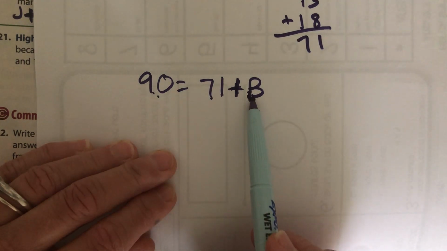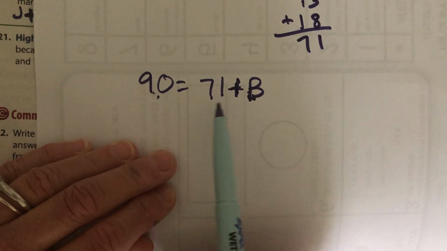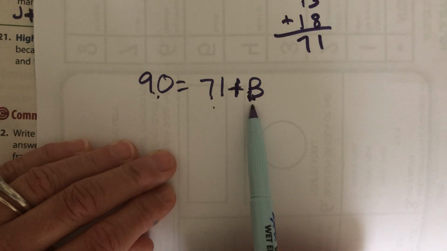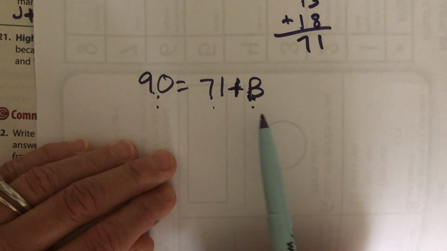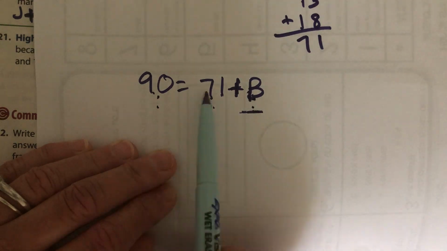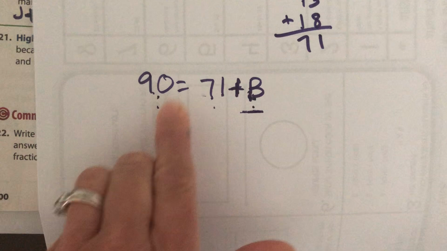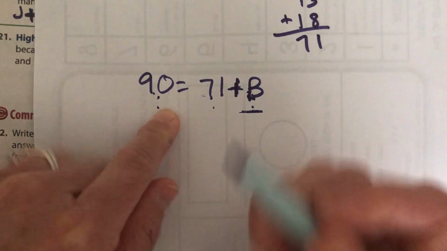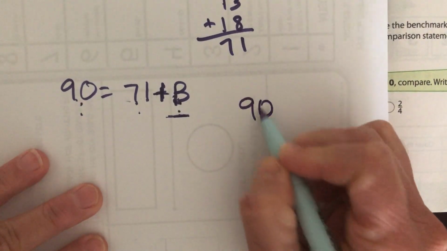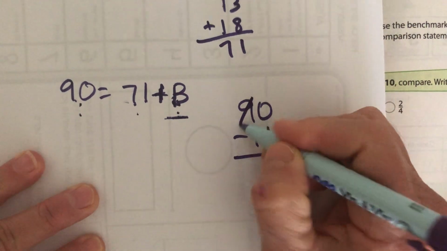So you need to ask yourself, is this number bigger or smaller than 90? We're going to take 71, we're going to add some number to it, and we're going to get to 90. That's going to be a small number. It's certainly not going to be 161. We can't do 71 plus 161 and miraculously only have 90, okay? So we're going to do 90 minus 71.